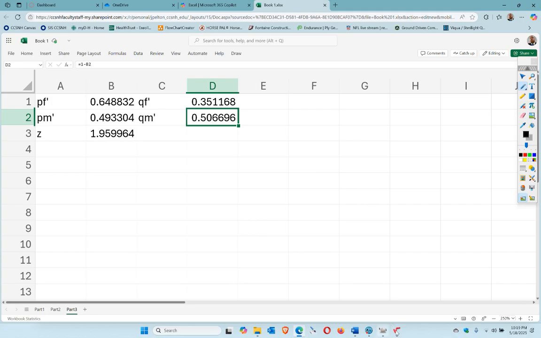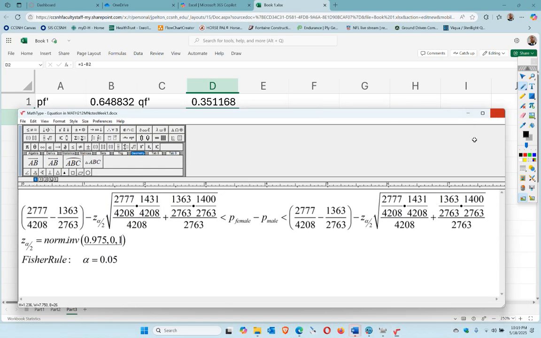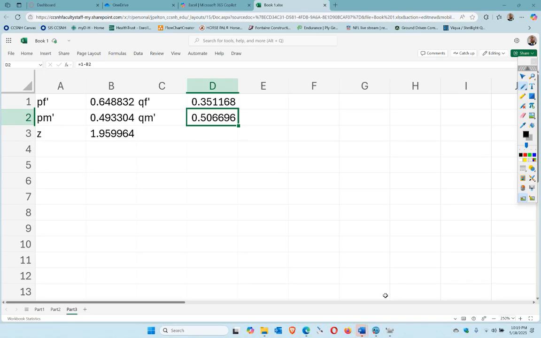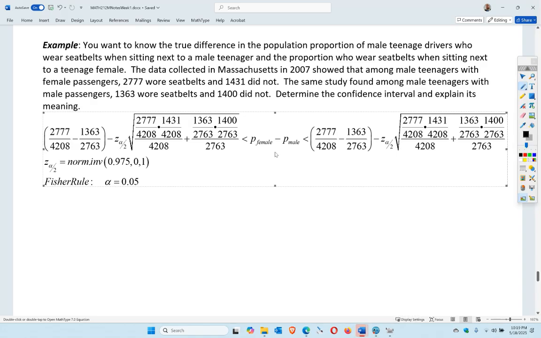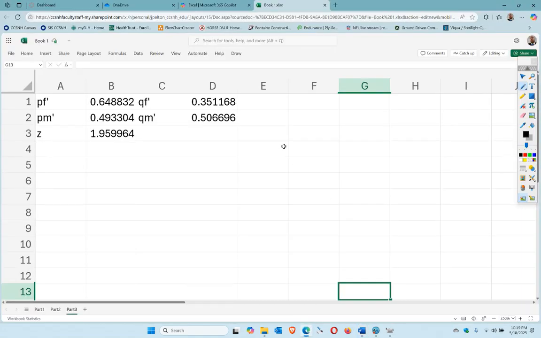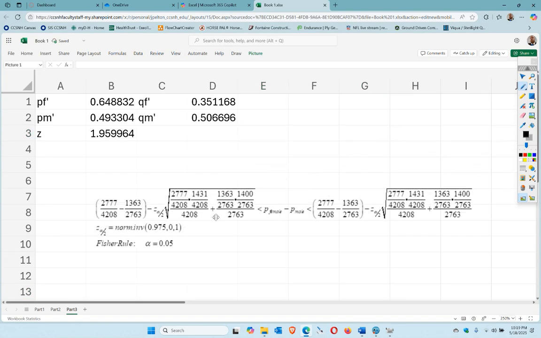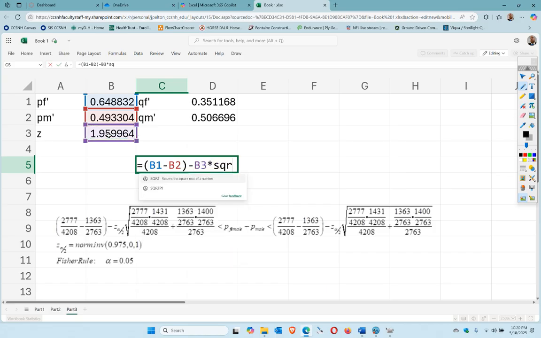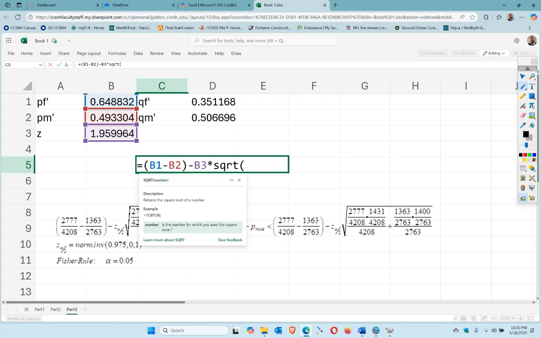All right, so I'm going to cheat a little bit here. I'm going to take this, copy it to my spreadsheet, just so we can see it. All right, so first is P female minus P male, that's the first part, minus the z value times the square root. Okay, and we have two different fractions if you kind of look at this, right? You have the left fraction and the right fraction.